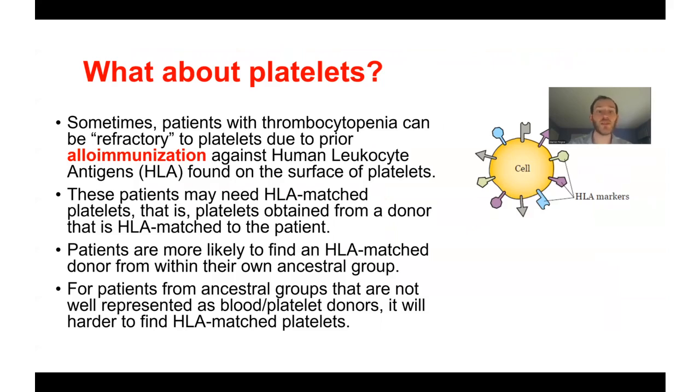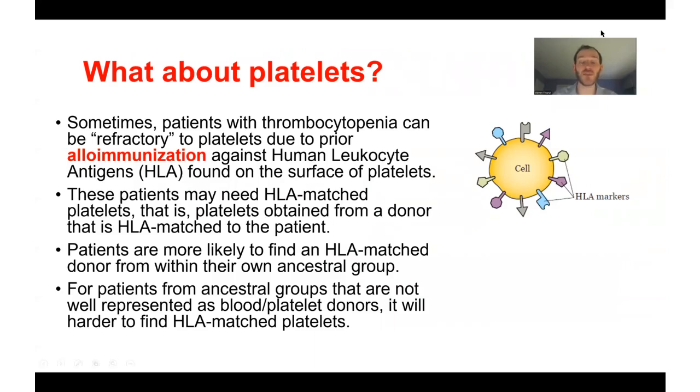What about platelets? Sometimes patients with low platelets, or thrombocytopenia, can be refractory to platelet transfusion due to prior alloimmunization against human leukocyte antigens. Those are proteins that are found on the surface of platelets. These patients may need HLA-matched platelets, that is, platelets obtained from a donor that is HLA-matched to the patient. And patients are more likely to find an HLA-matched donor from within their own ancestral group. But for patients from ancestral groups that are not well represented as blood and platelet donors, it will be harder to find an HLA-matched platelet donor for them.